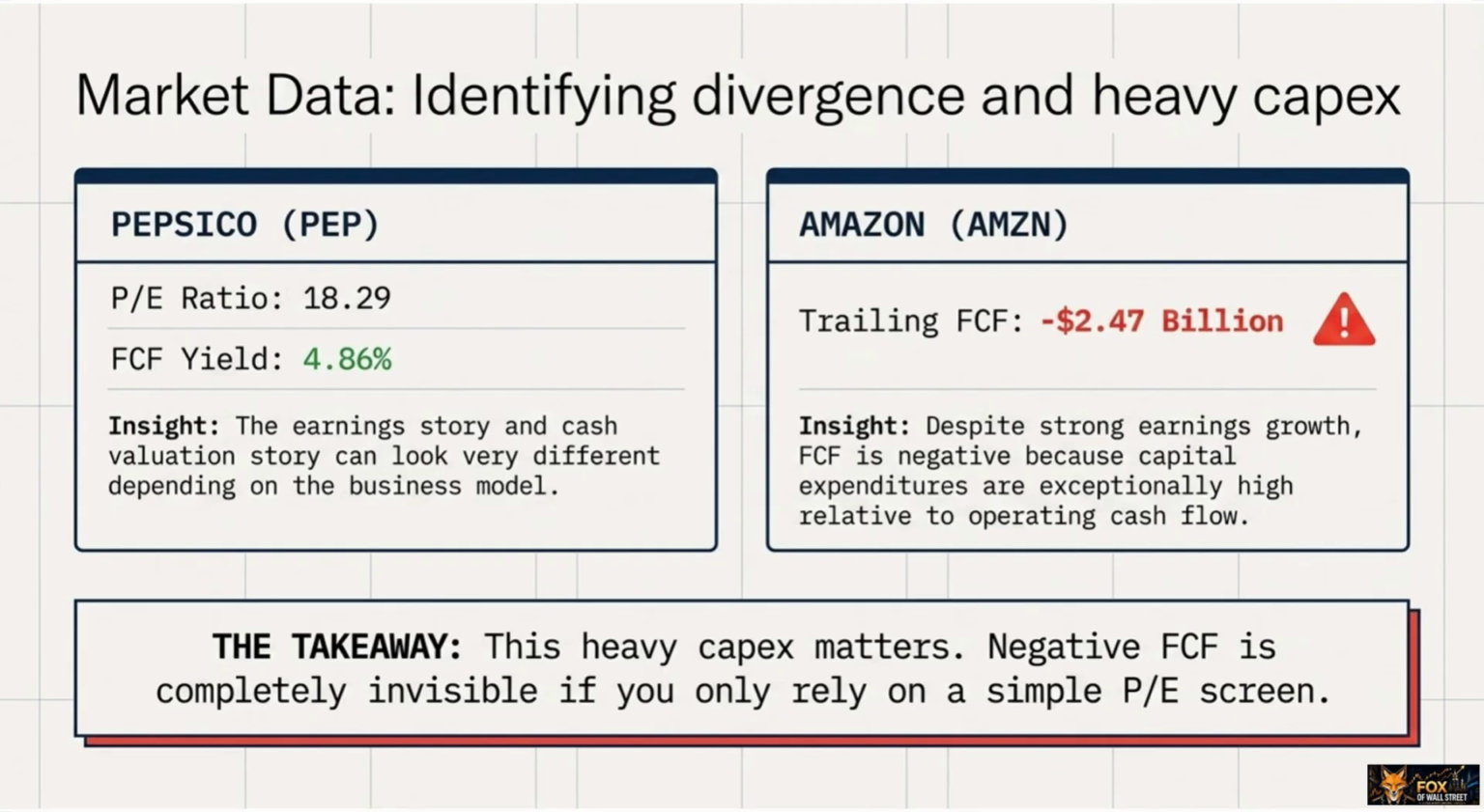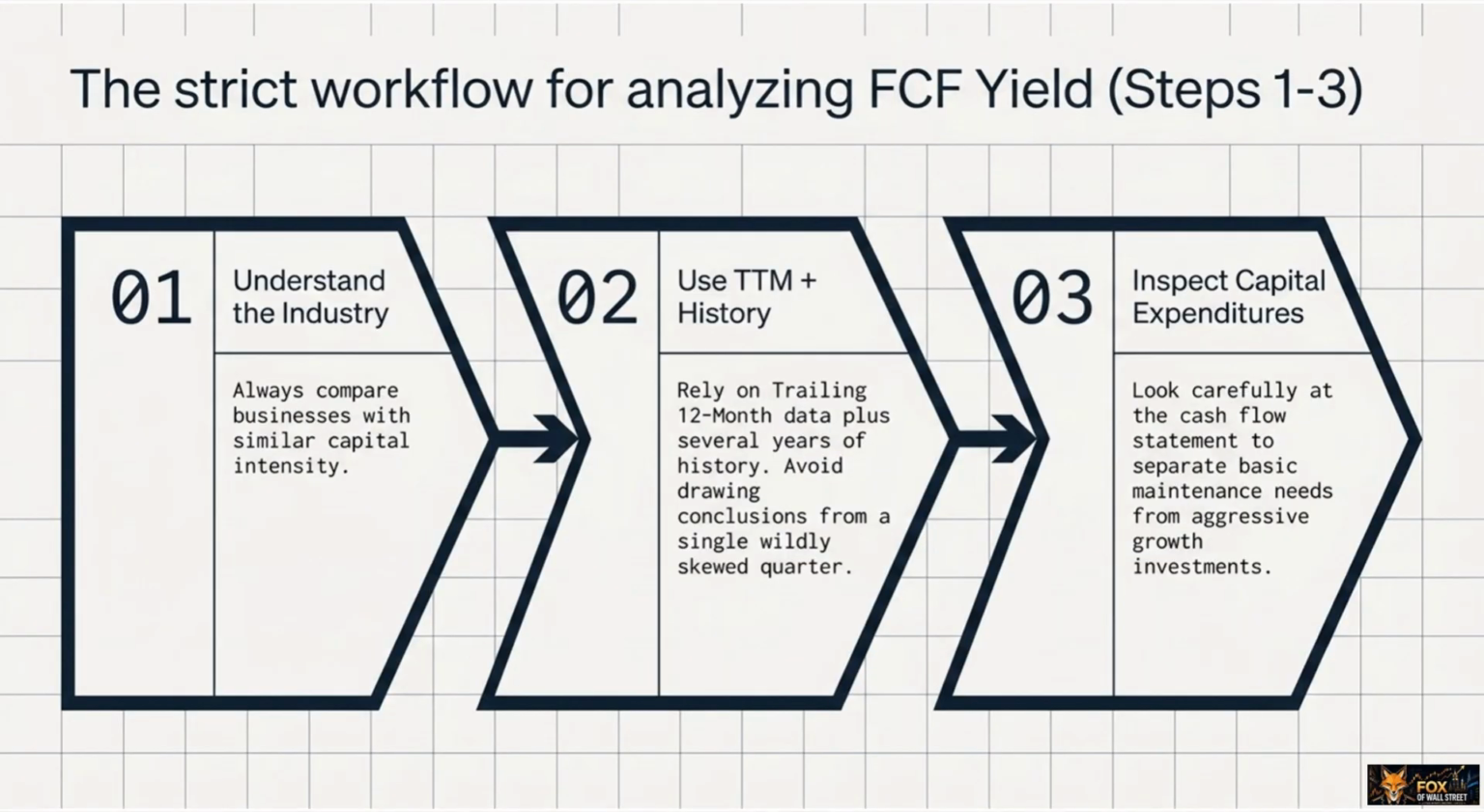And then we have Amazon. Notice that negative $2.47 billion trailing free cash flow? Despite strong earnings growth, Amazon's FCF was actually negative because its capital expenditures were exceptionally high relative to its operating cash flow. This heavy CapEx really matters. And remember, negative free cash flow is completely invisible if you're only relying on a simple P/E screen. Section 4. The beginner's workflow. Step-by-step analysis.